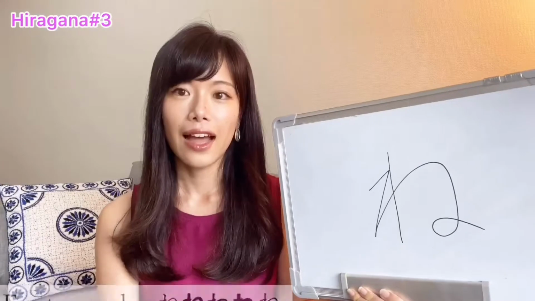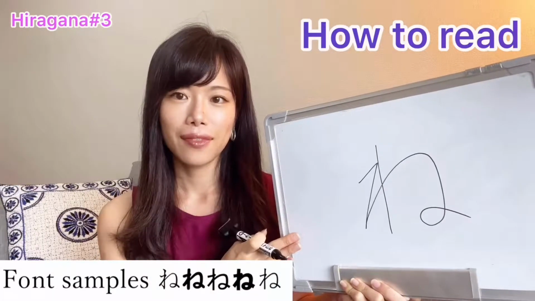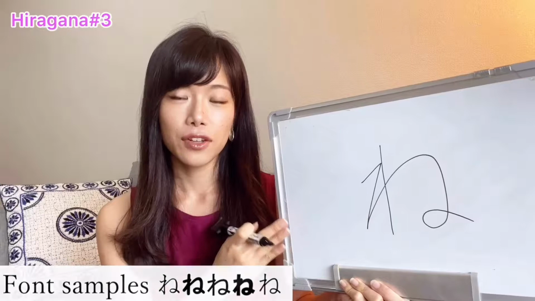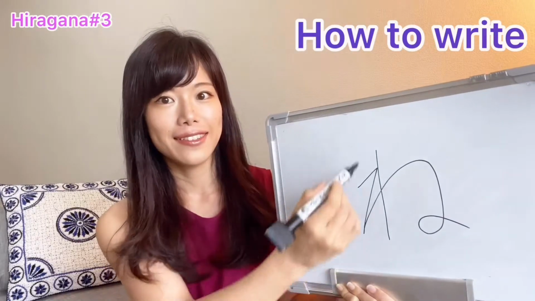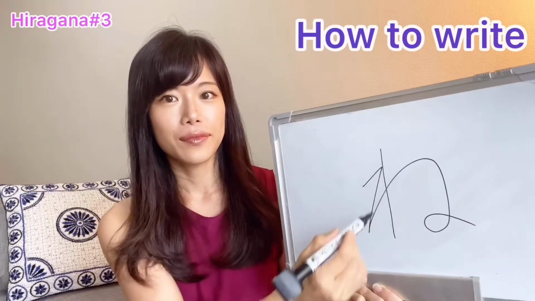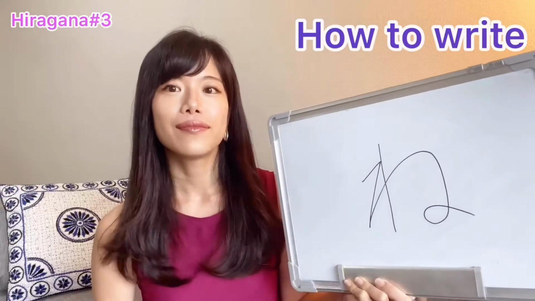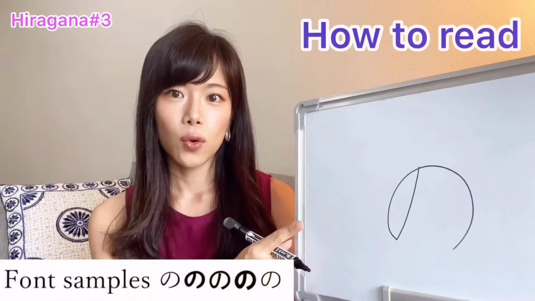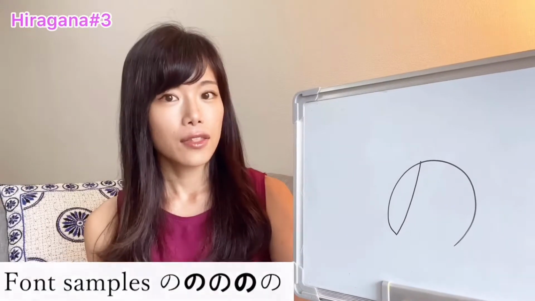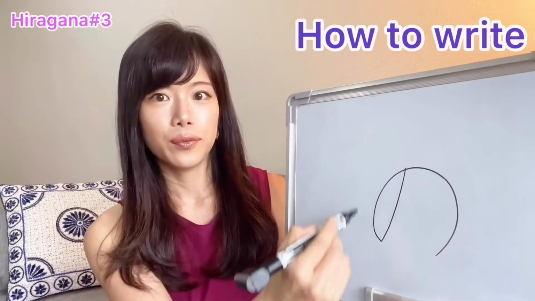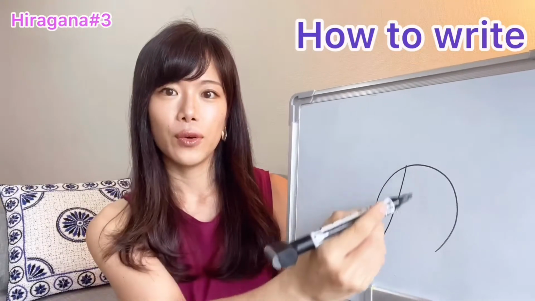ぬ。 Next, ね。 How to write ね? 1, 2. Once again. 1, 2. ね。 の。 No is one stroke.